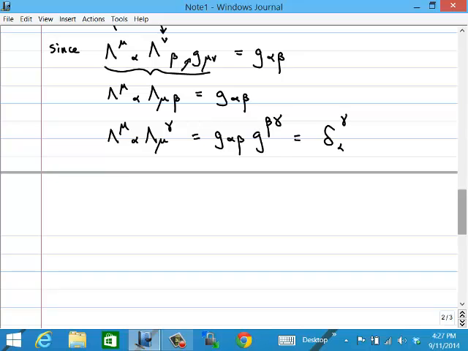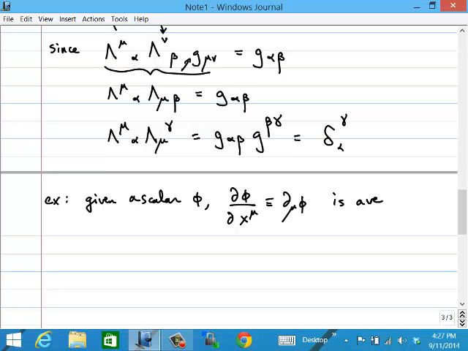So other examples of vectors and scalars are easy enough to construct. Another example is that given a scalar phi, the set of 4 partial derivatives of phi, denoted d mu phi, is a contravariant vector. That is to say, it's a vector with a lower index rather than an upper index.